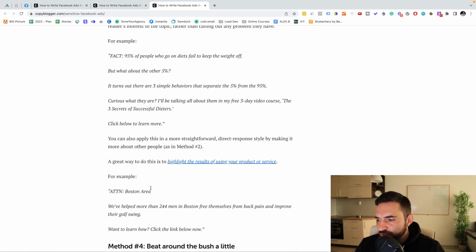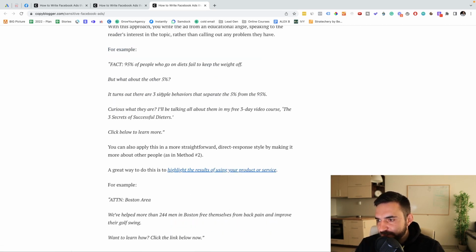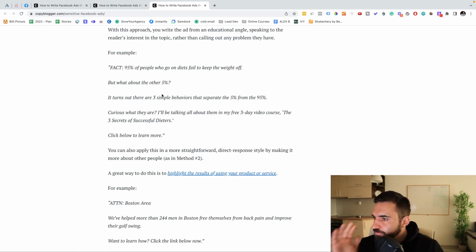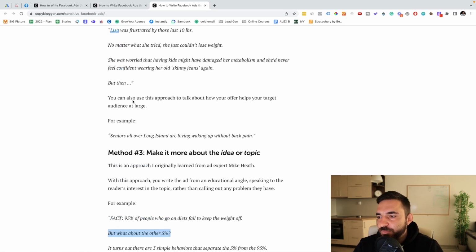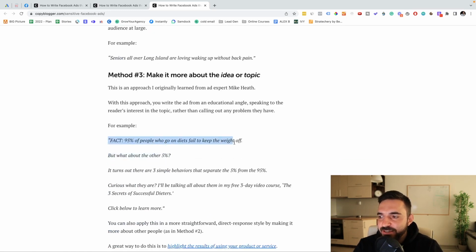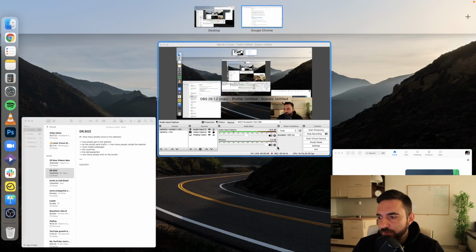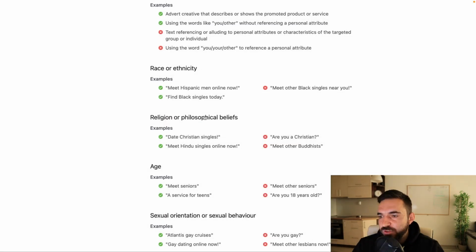And for example, you can make it about the idea that 95% of people who try to go on diets cannot keep off the weight. So it's not about personal attributes, it's more about this idea that 95% of the people cannot lose the weight. So you can use smart techniques and just be aware that if you imply any personal attributes, you're risking your ads getting rejected.